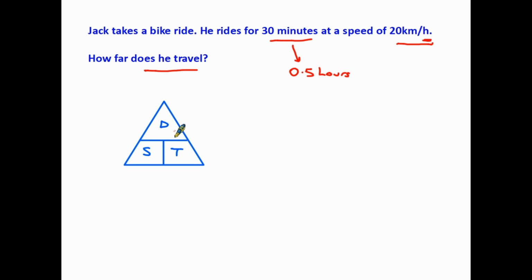So we are looking to find the distance, therefore that is where you would place your thumb, over the distance. What have we got here? We've got speed and time side by side, so we are looking at speed times time equal to the distance. We know the speed is 20 kilometers per hour, and we know the time. Don't forget we've changed it into hours so that it matches up, so that's 0.5. 20 times 0.5 is 10, and again the units we are using is kilometers, so that's your answer.